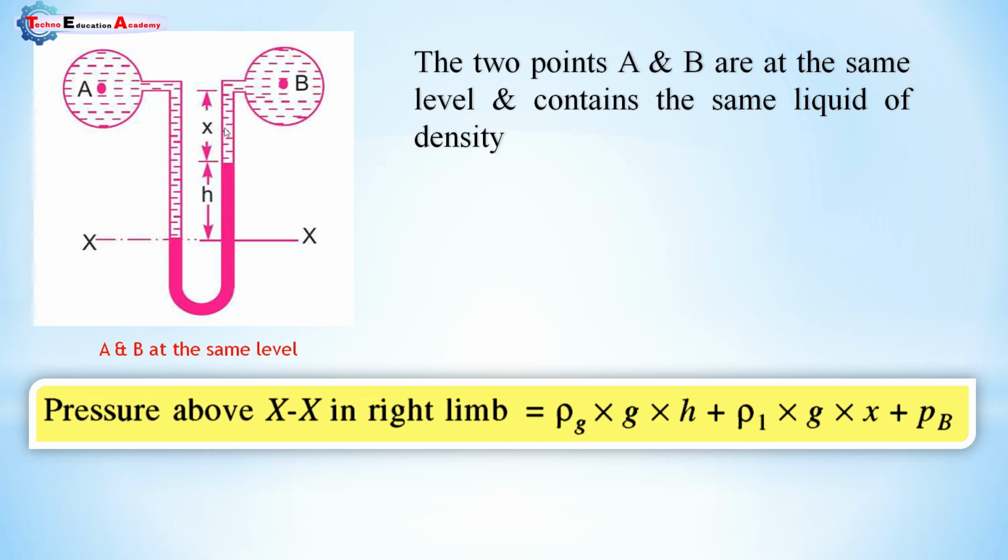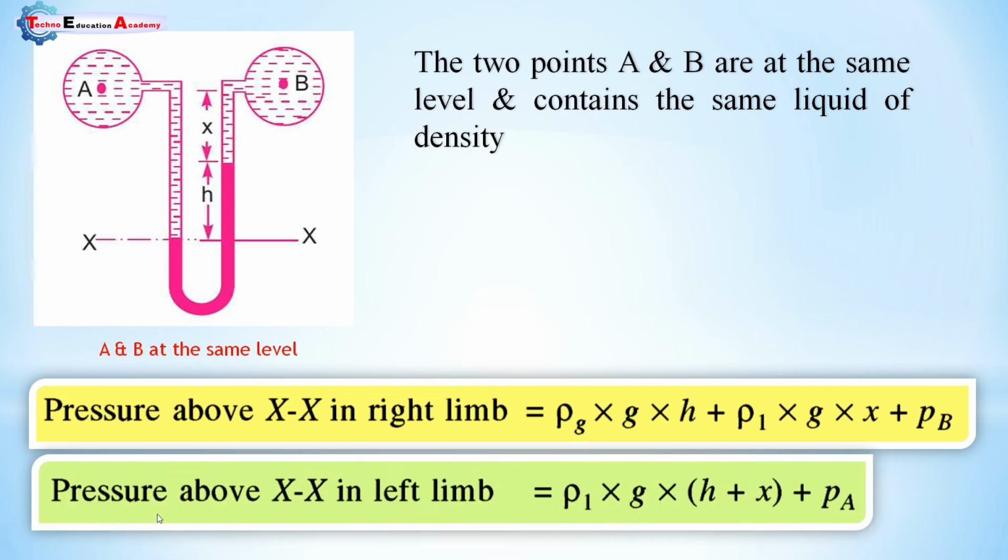Here we are considering density rho 1, for example. So rho 1 g x plus Pb. And pressure above xx in the left limb: for the left limb we are considering the same liquid. Here we have already considered that the two points A and B are at the same level and contain the same liquid of density. Here we are considering density rho 1 and here we are also considering density rho 1. In the previous case we considered rho 1 and rho 2. In this case we are considering the same liquid in both pipes.